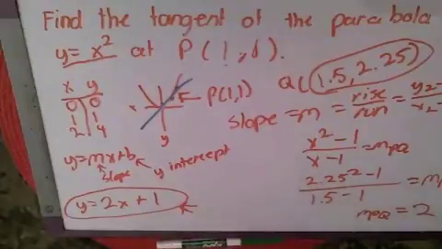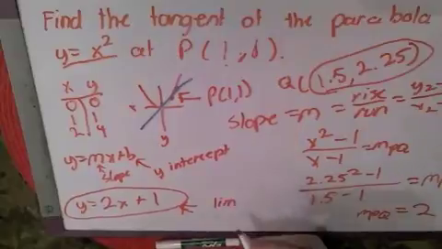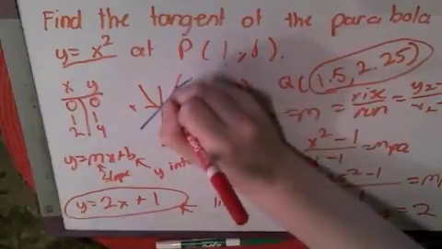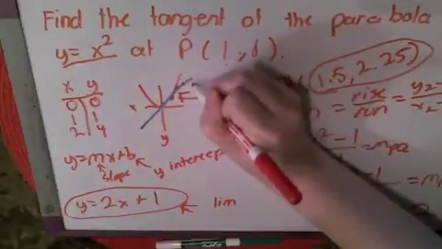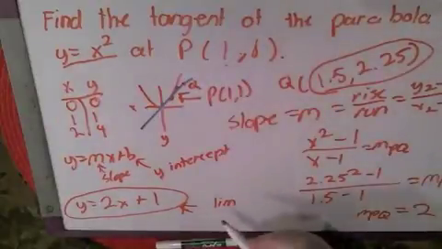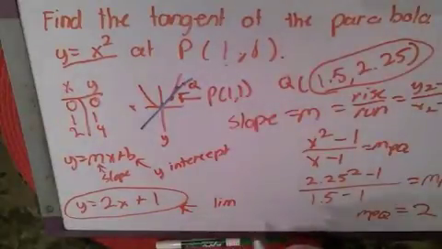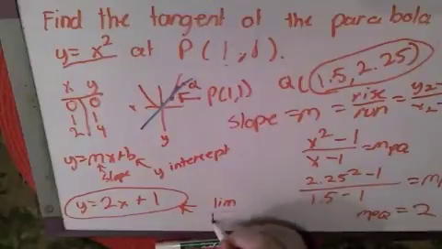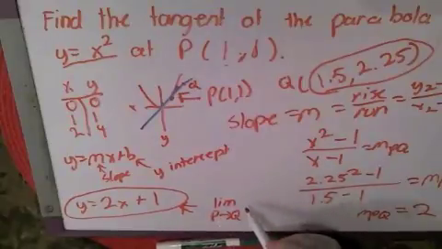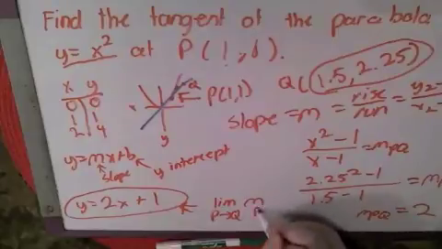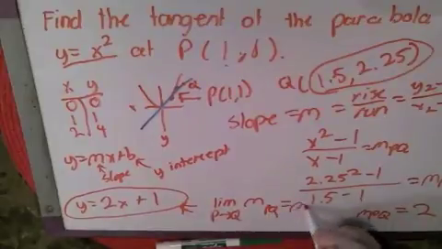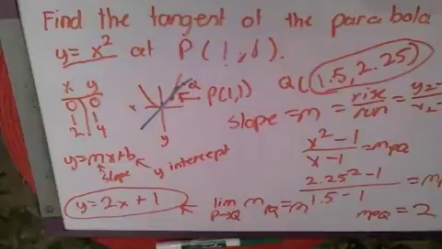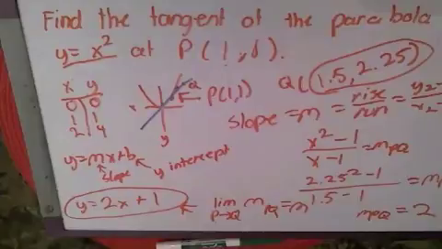Now, what we need to do is find the limit. This is done by looking at the P and the Q along our line. So the limit as Q approaches P is the slope of PQ, which is also the slope. So anyway, that's how you solve the limit and tangent lines of a parabola.